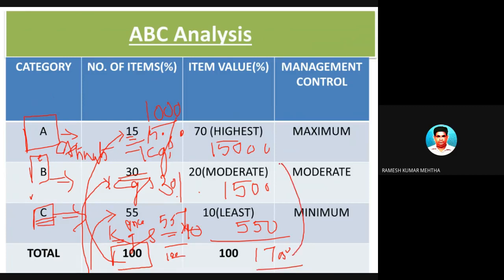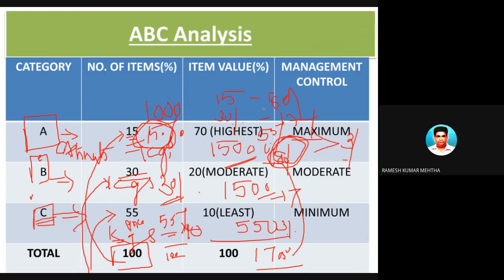Out of the total, the amount of investment in cashew nuts is almost 80 percentage. This one is 17 percentage. This is only 3 percentage. Now look here. The quantity is 15 percentage, but the value of the goods is 80 percentage. In the second case, the quantity is 30 percentage, but the value is 17 percentage. As far as onions are concerned, 55% of the total quantity is onions, but the amount invested is only 3 percentage.